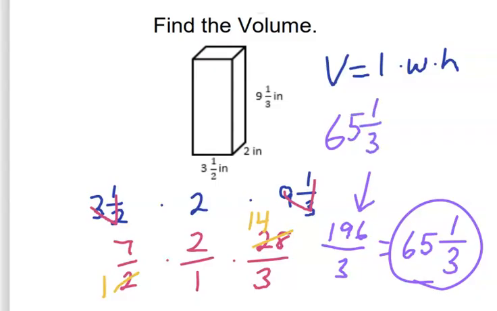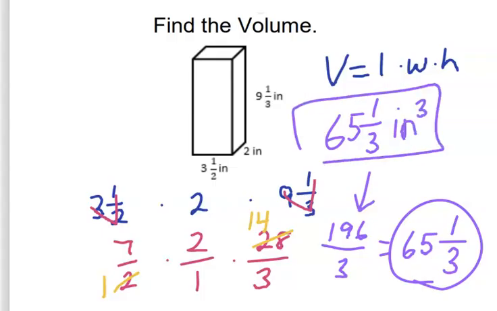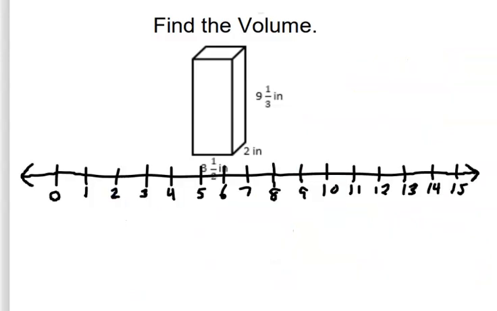And since we're doing volume, it's inches cubed. Okay, not inches squared. Inches squared is area. Inches cubed is volume. All right, so now we are going to draw a line plot to correctly display the data. I already made a line plot, so now we just have to plot it.